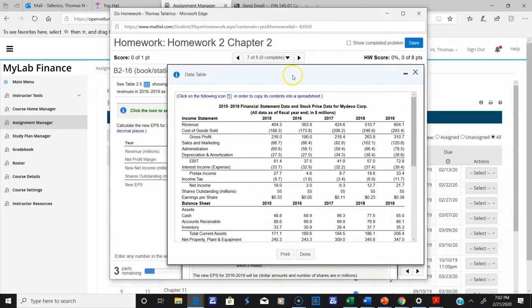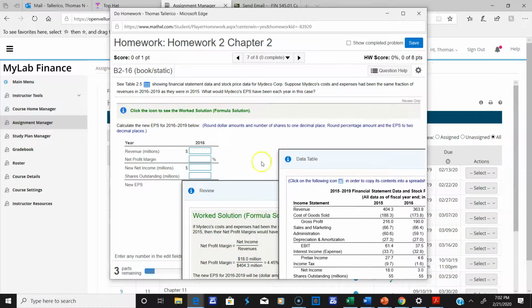What they want you to calculate is the new earnings per share for 2016 through 2019. They basically say, suppose costs and expenses have been the same fraction of revenues in 2016 to 2019 as they were in 2015. What would earnings per share have been each year in this case?